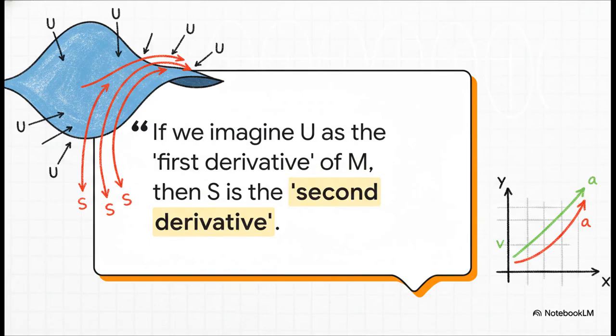The source material here gives us just the perfect way to think about this. Remember from calculus, right? Velocity is the first derivative. It's how your position changes. Acceleration is the second derivative. It's how your velocity changes. Well, you can think of the normal vector, u, as the first derivative of the surface. It describes its orientation. So the shape operator, which measures the change in u, is like the second derivative. It's the surface's acceleration, its curvature.